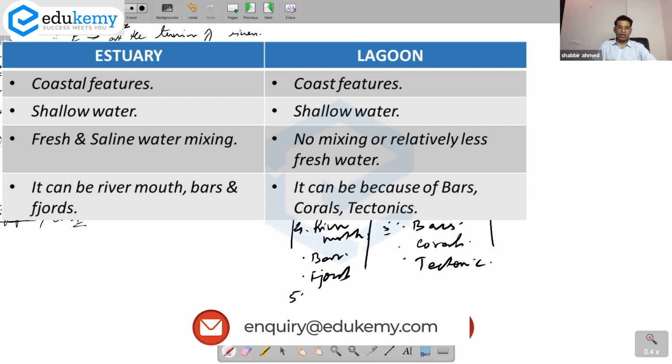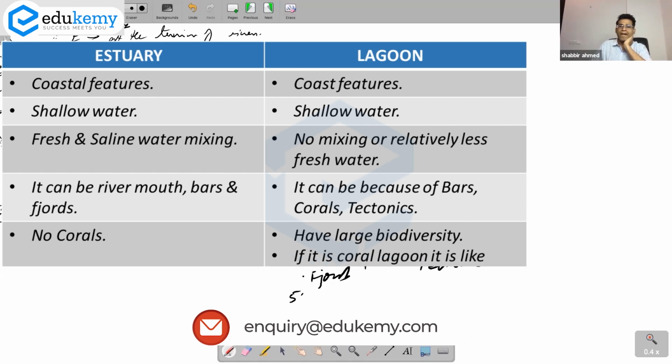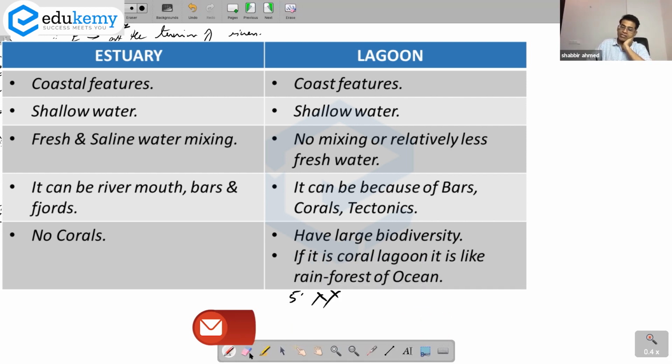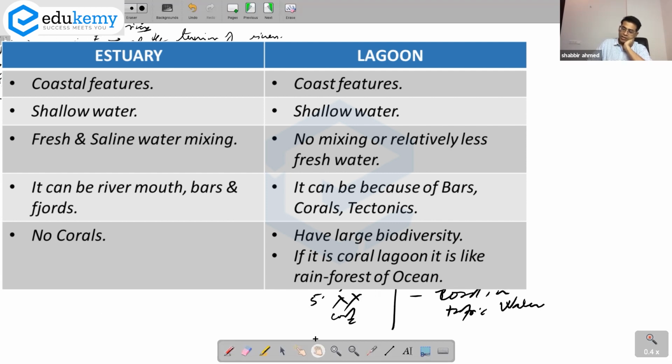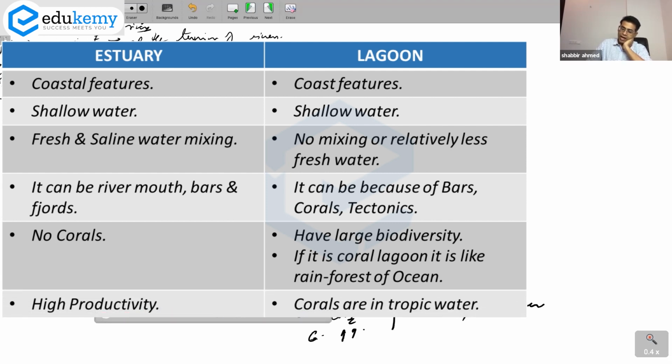In estuaries, because there is fresh water, will estuaries have corals? No. So here this is an important distinction. Estuaries do not have corals. Lagoons can have, as there are corals in the tropical waters. In significance, in both cases, high productivity zones. This also is a high productivity zone. So the table gives a type of summary.